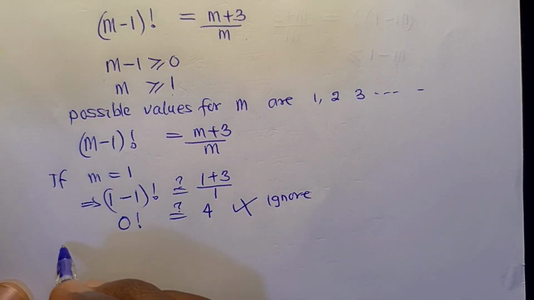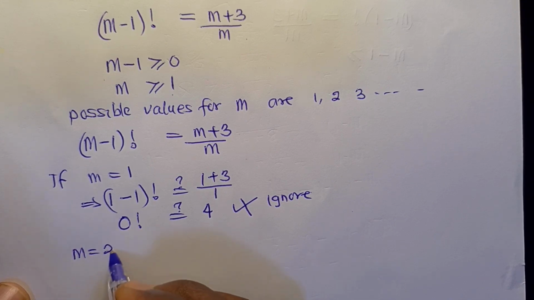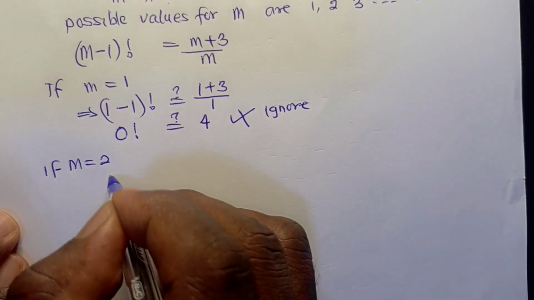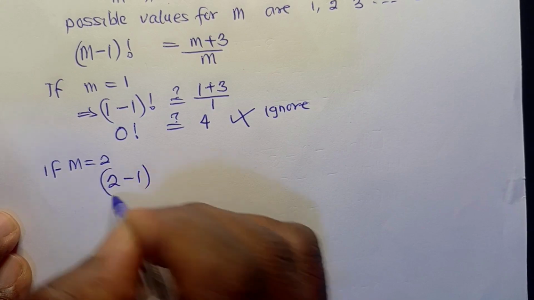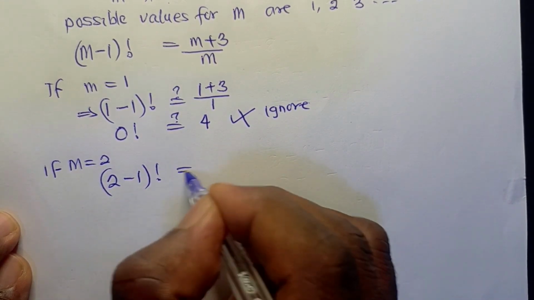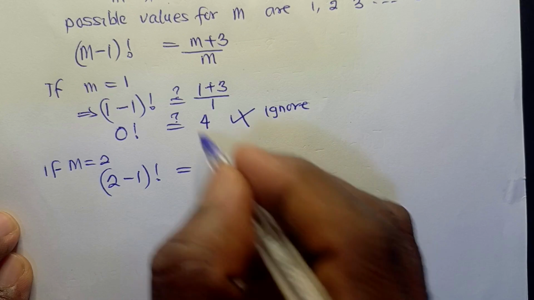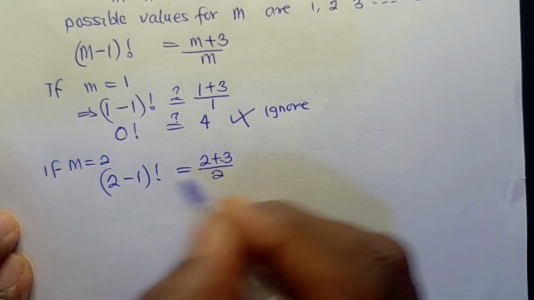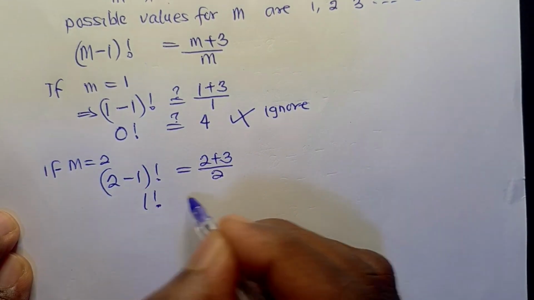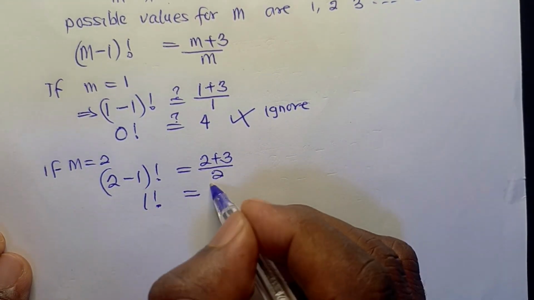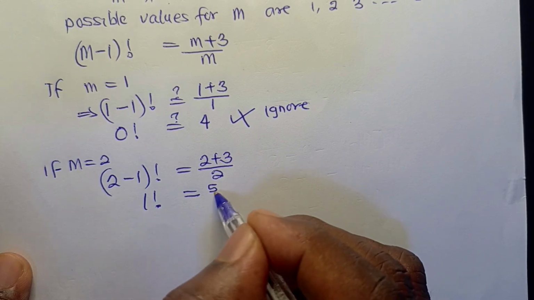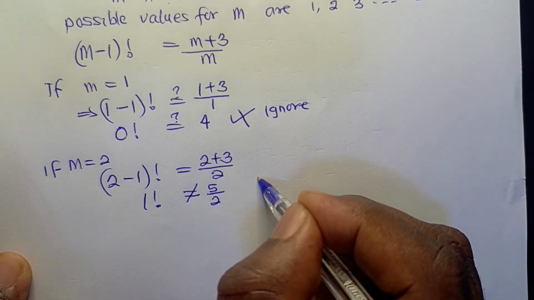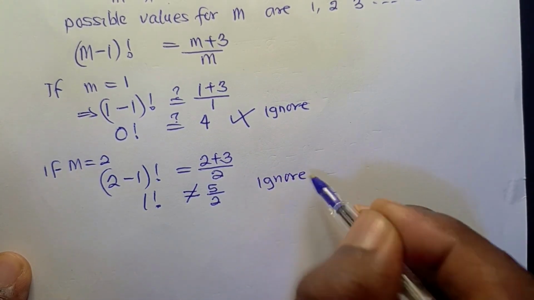Then we try 2. m is equal to 2. If m equals 2, we will have (2 minus 1) factorial equals (2 plus 3) divided by 2. So we have 1 factorial here equals 5 over 2. So this is not equal. So again, we ignore the solution.